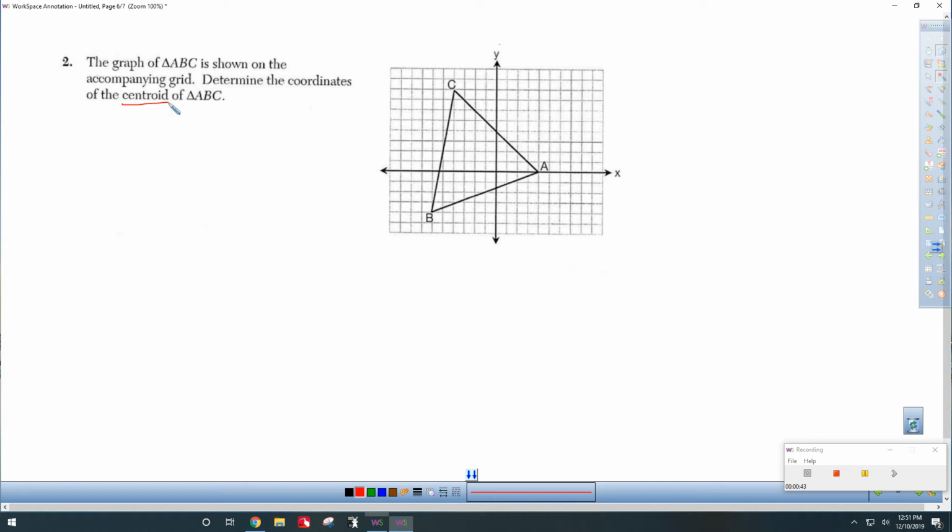Okay, so in order to find the centroid, we've got to find out where the medians intersect. So let's start by finding out points A, B, and C. So what's point A, Macy? Does that look right to you? Okay, 4, 0. All right, 1, 2, 3, 4, 1, 2, 3, 4, 5, 6, 7, 8. So C is negative 4, 8, sorry. And B, did you get B yet?